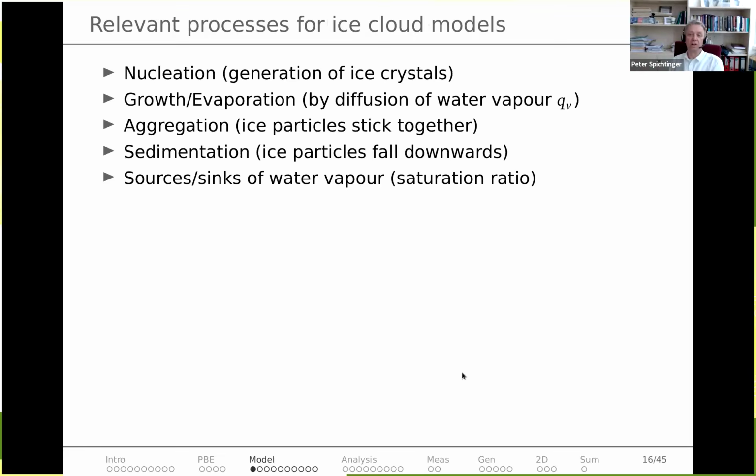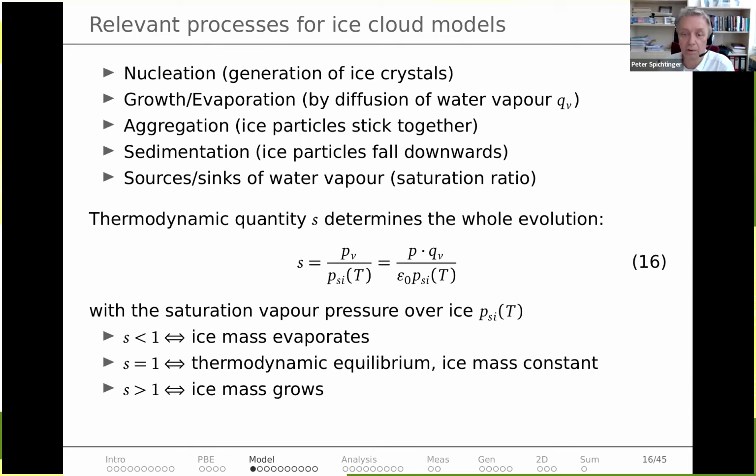So what do we need for ice cloud models? We need nucleation, so generation of ice crystals. We need growth or evaporation, which is driven by diffusion of water vapor. You have aggregation, which is not so important for cold ice clouds. We need sedimentation and sources and sinks of water vapor. And of course, this is driven by the saturation ratio, which is just given by the partial vapor pressure and the saturation vapor pressure, or you can translate it with the specific mass of the water vapor times pressure divided by the saturation pressure. And it's a nice linear quantity.